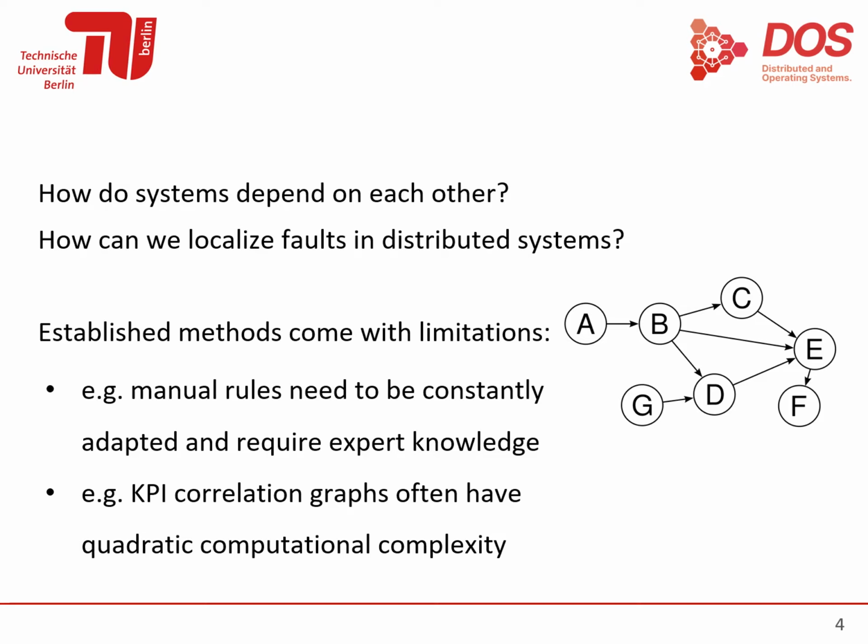In this context, two questions naturally arise. How do systems depend on each other, and how can we localize faults in distributed systems? However, established methods can reach their limits in these vastly dynamic environments. For instance, if one uses manual rules, they need to be constantly adapted, and in certain cases, even expert knowledge is required. Or if KPI correlation graphs are used, they often have a quadratic computational complexity because the metrics correlations are computed pairwise. So this is why in this work we investigate a data-driven and efficient alternative.